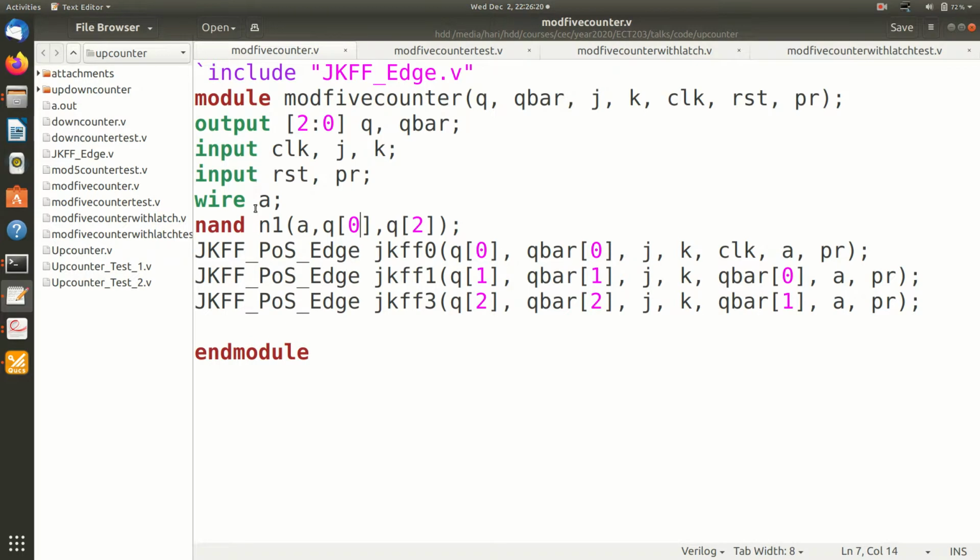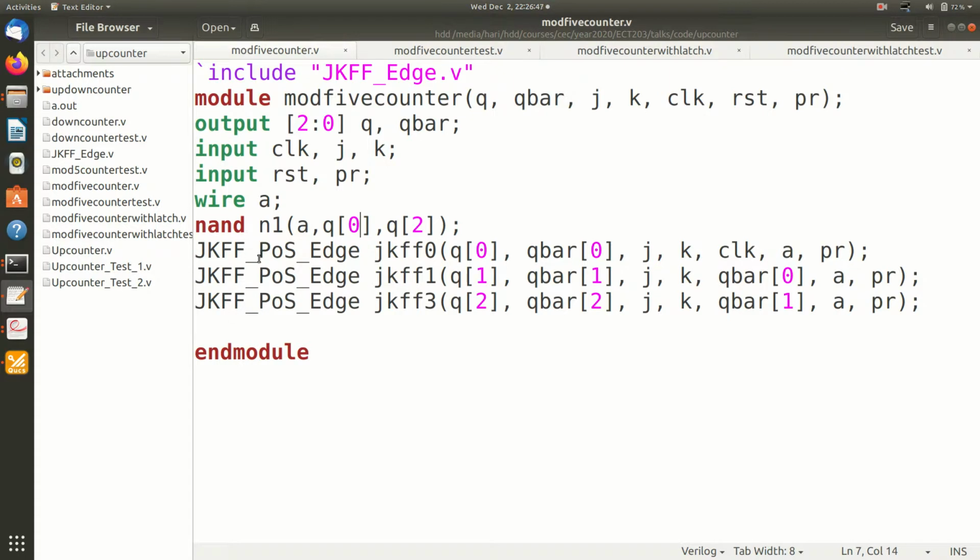And this is the local net or internal net, the output of my NAND gate, that I declare as wire A. What is this wire A? That is a NANDed output. What is NANDed? Q0 and Q2 are NANDed, because this is the output of the first flip-flop, and this is the output of the third flip-flop. So as soon as it counts 1 0 1, this A will become low. That's a NAND gate.